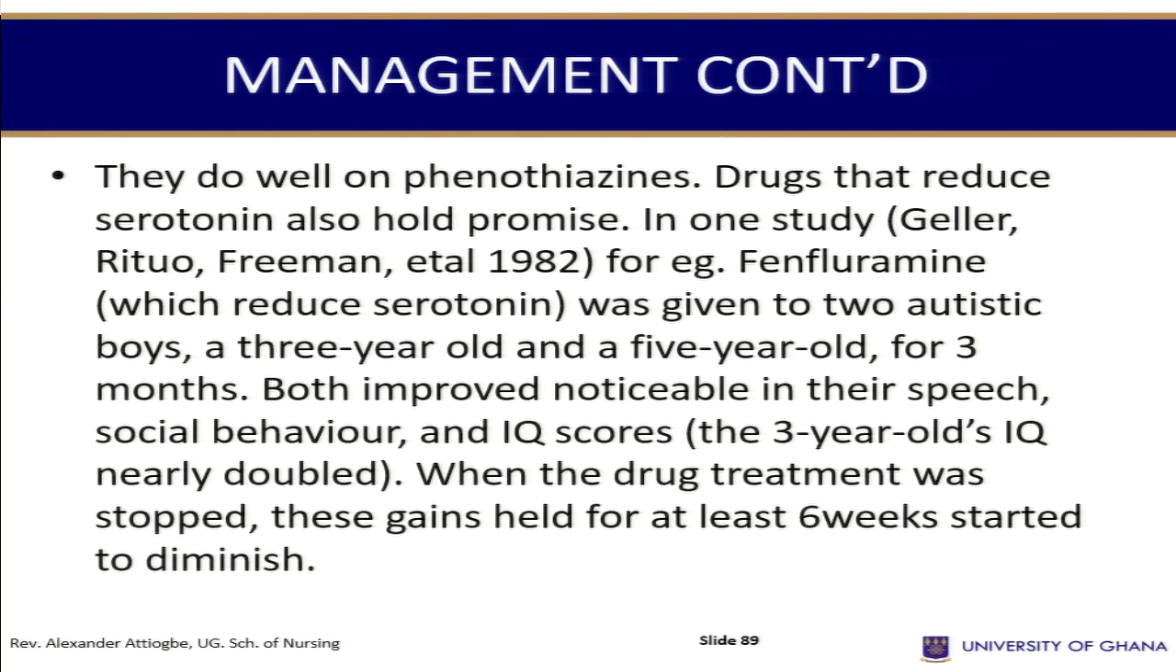They do well on phenothiazines. Drugs that reduce serotonin also hold promise. In one study, for example, fenfluramine, which reduces serotonin, was given to 2 autistic boys, a 3-year-old and a 5-year-old. For 3 months, both improved noticeably in their speech, social behavior, and IQ scores. The 3-year-old's IQ nearly doubled. When the drug treatment was stopped, these gains held for at least 6 weeks, then started to diminish.